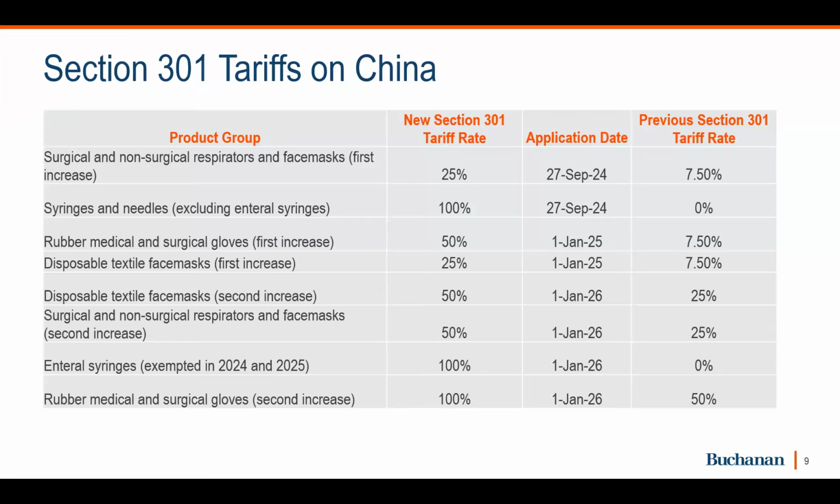And so I know PPE is not something that is considered part of telemedicine, but I do think it is kind of a really good example here. What's going on if syringes are already tariffed at 100%? Why do we need to tariff them more or have a higher rate of a tariff?